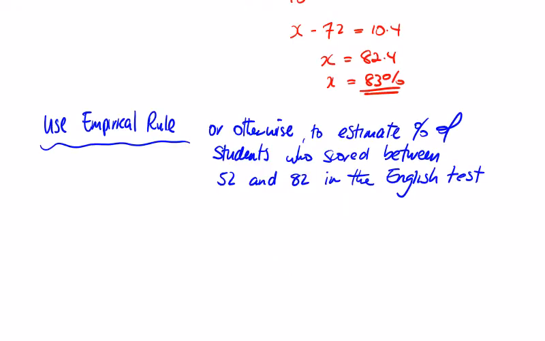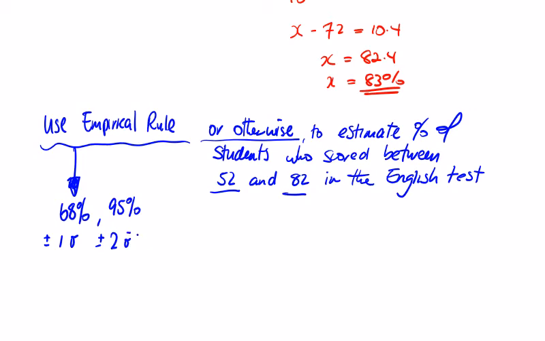The last part of this question, you were asked to use the empirical rule or otherwise to estimate the percentage of students who score between 52 and 82 in the English test. So if you know your empirical rule, this is a really simple question. 68% are within 1 standard deviation, 1 sigma. 95% are plus or minus 2 sigmas. And 99.7% are within plus or minus 3 standard deviations.